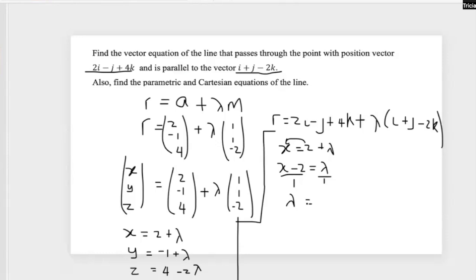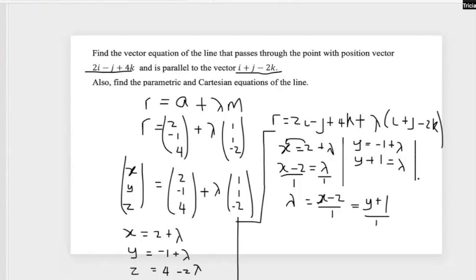Now we're going to do the same thing for y equal minus 1 plus lambda. So after we have lambda equal x minus 2 over 1 or x minus 2, whichever one you prefer, we are going to do the same thing for the second parametric equation, where I'm going to have y equal negative 1 plus lambda, and making lambda the subject, I carry over the minus 1, so it becomes plus 1 equal lambda. And then you can leave it like that, or you divide by 1 to see it is y plus 1 over 1.